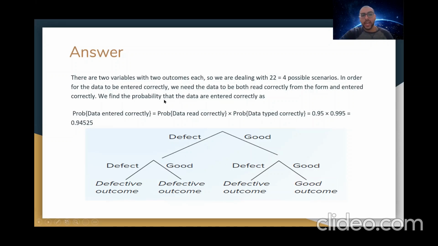To calculate the probability of the data entered correctly, we do the probability of data read correctly times the probability of data typed correctly. That will be the 95% times the 0.5%. That will give us a final result of 0.94% of data being entered correctly into the system. Okay, so that was 9.6, and I will leave it here to Omar to continue with 9.7. Thank you.